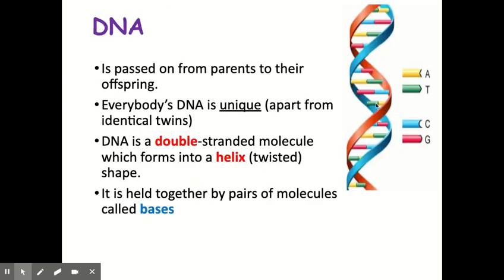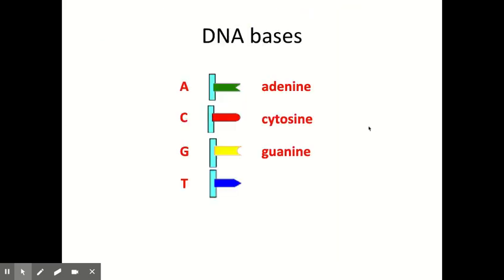So now we're going to move on and focus in on the rungs of that ladder and have a look at those in more detail. The bases that hold the DNA molecule together. Looking at the diagram here, there are 4 bases. There's A, C, G, and T. Their full names are adenine, cytosine, guanine, and thymine. You must learn the full names of these bases off by heart.